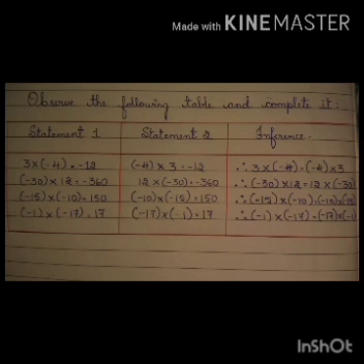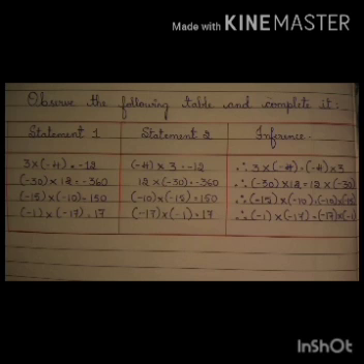Observe the following table and complete it. First statement, 3 into minus 4 is equal to minus 12. Second statement, minus 4 into 3, again it is equal to minus 12.